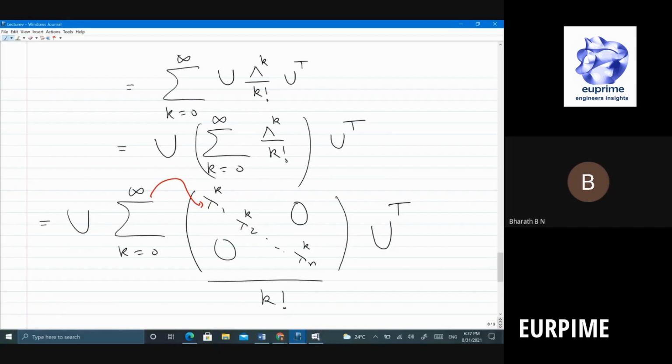So what happens as t goes to infinity? Lambda 1 is positive, right? It's a positive definite matrix. So what happens to e power minus lambda 1 power k, t power k as t goes to infinity? It goes to 0, right? So the entire diagonal matrix goes to 0, therefore the whole matrix goes to 0.